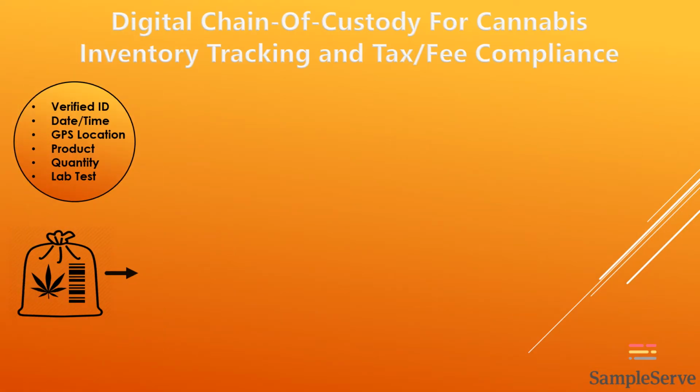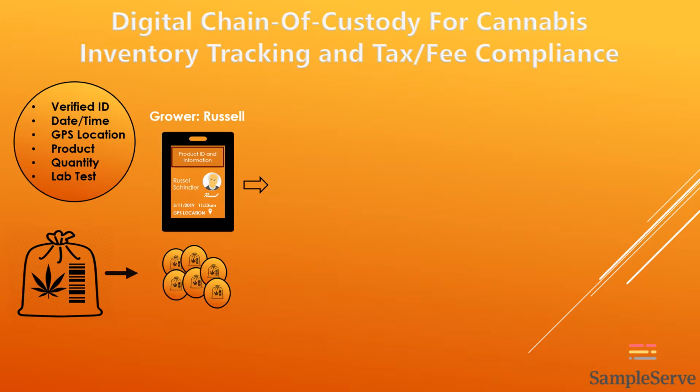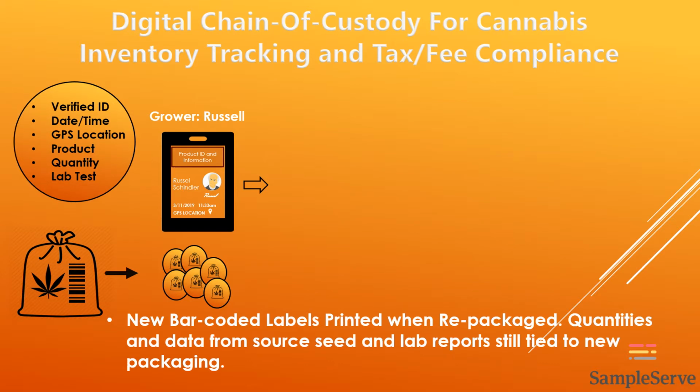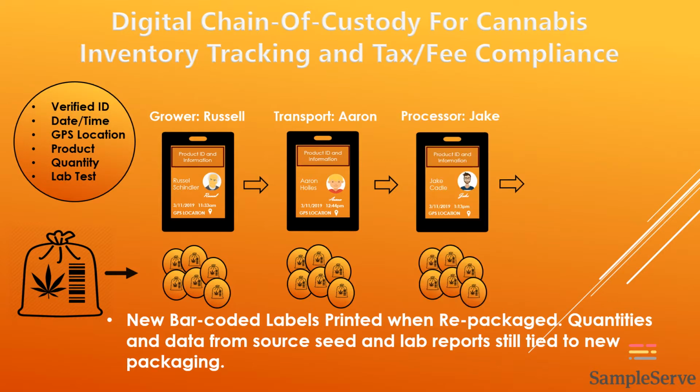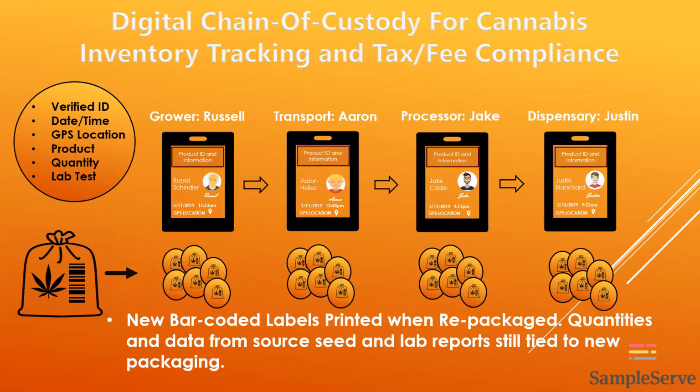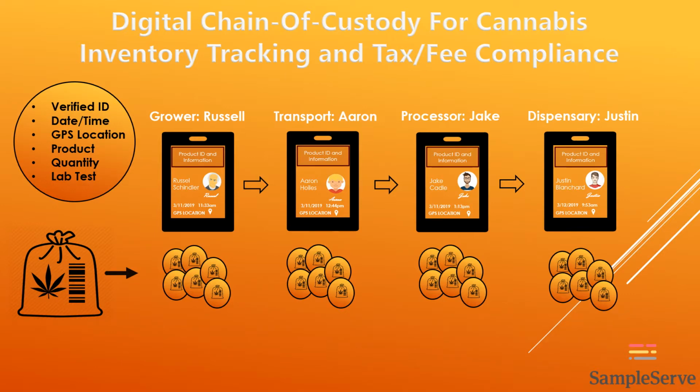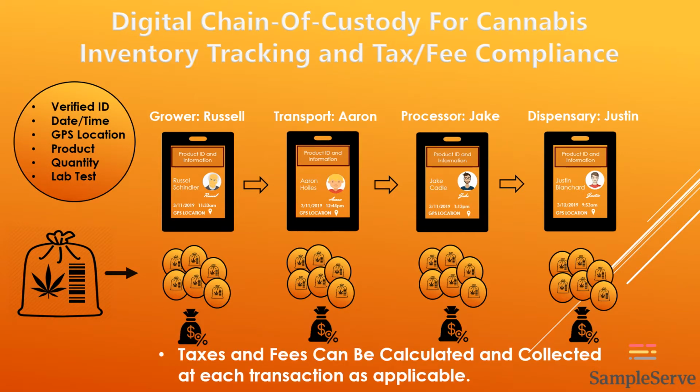Digital chain of custody works with inventory and tax and fee compliance in a similar fashion. Every change of custody of inventory is tracked and recorded in real time using the digital chain of custody process. When product is repackaged into smaller packages or processed into other products such as food products or oils, new barcoded labels are printed and quantities in custody are tracked using the new labels. However, the source product and custody records as well as the laboratory data are maintained. Depending on state-specific requirements, any taxes or fees due at each transaction can be calculated and collected and submitted to the proper authority as applicable.